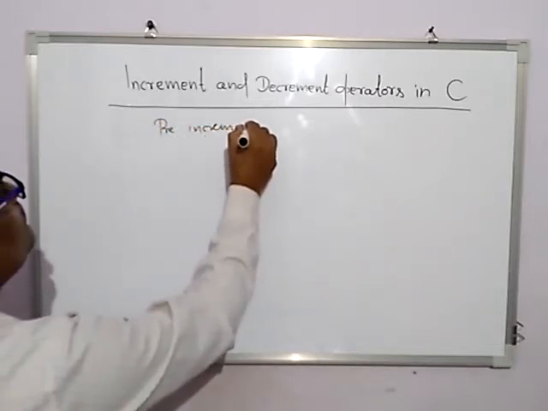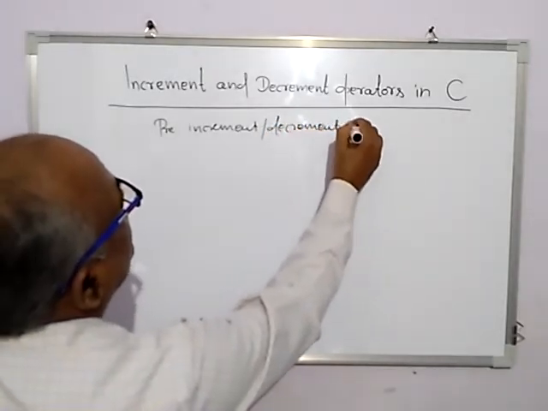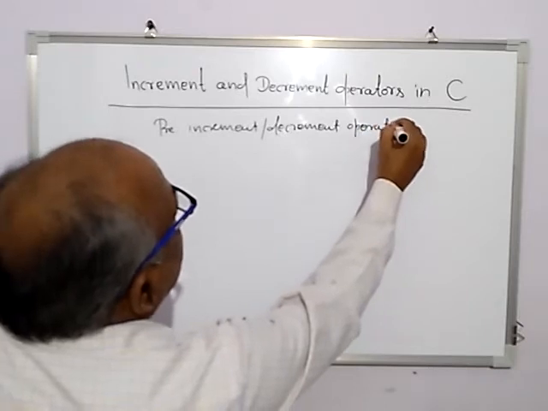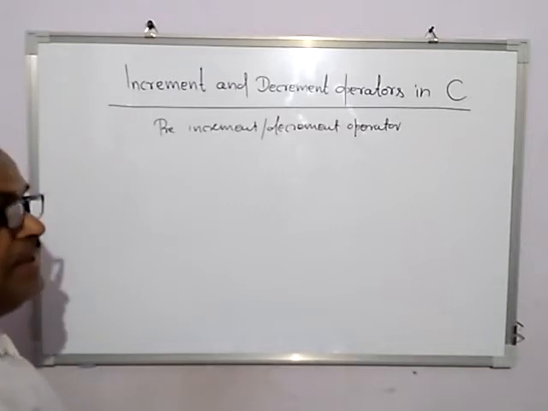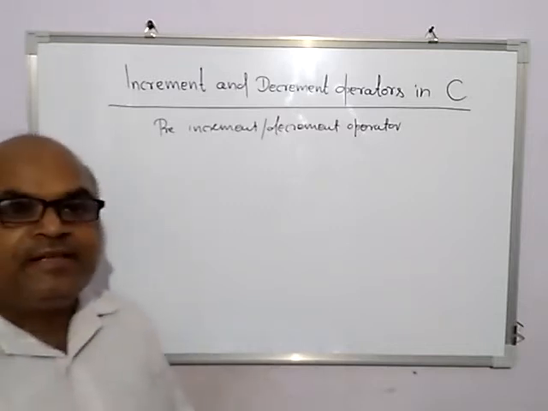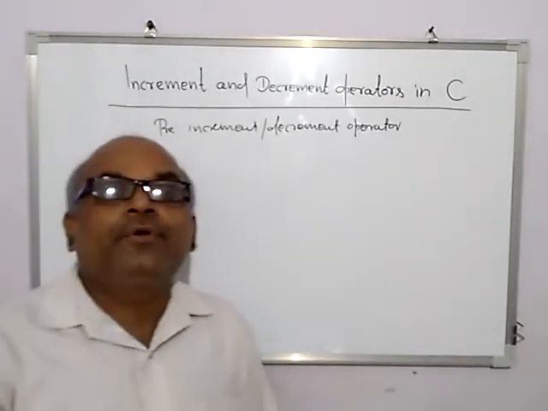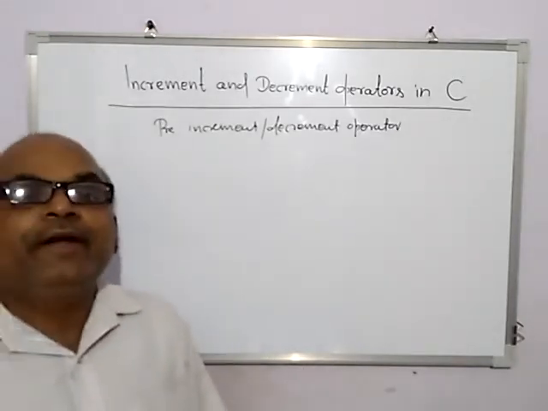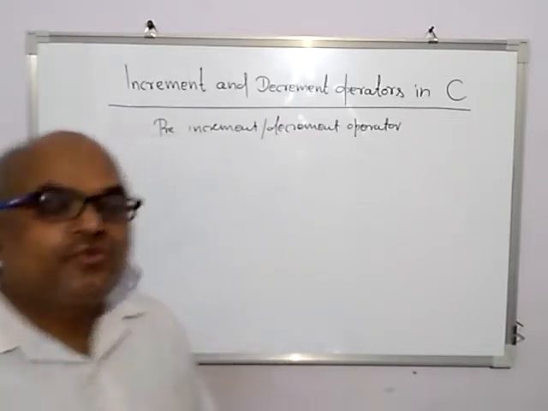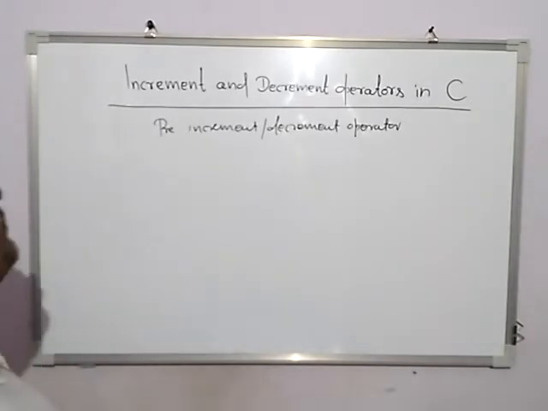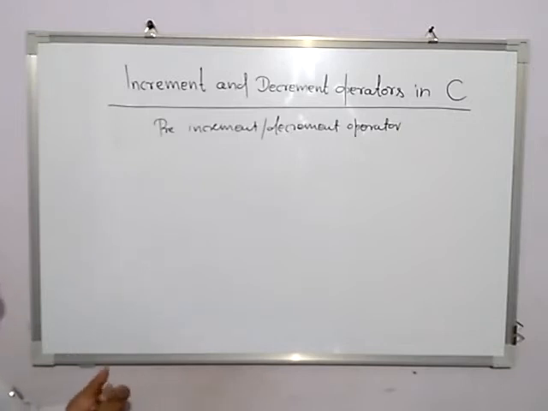Pre-increment or decrement operator means in this case the operator is placed before the operand. Here, the value of the variable is incremented or decremented by 1, then the value of the variable is used. So, what is pre-increment or decrement operator? In this case, we place the operator before the operand.